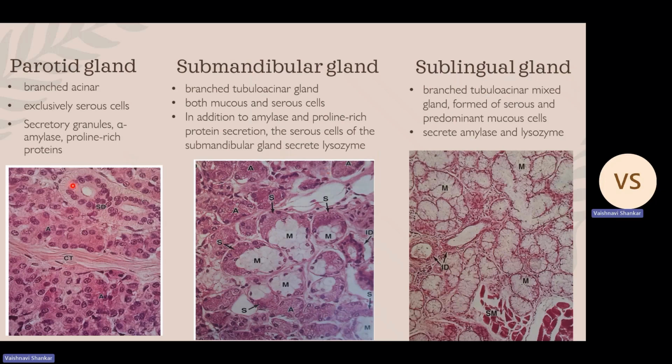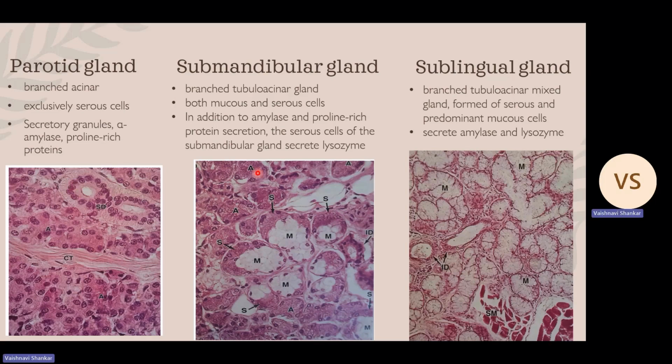Parotid gland. It's located in each cheek near the ear. It's a branched acinar gland with secretory portions composed exclusively of serous cells. The serous cells contain secretory granules with abundant alpha amylase and proline rich proteins, which have antimicrobial properties and calcium binding properties that may help maintain the surface of tooth enamel.